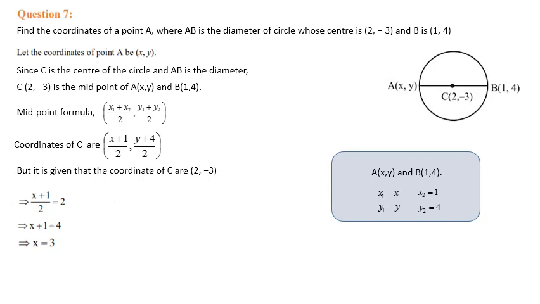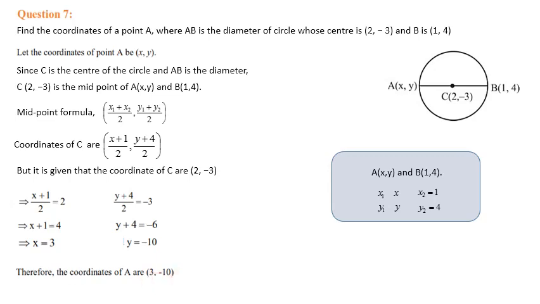Next we can equate the y coordinates, that is (y + 4)/2 is equal to -3. So (y + 4)/2 is equal to -3. Cross multiply it. y + 4 is equal to -3 into 2. -3 into 2 is -6. Then we can take this 4 to the right side, that is -6 - 4, that is y is equal to -10. So finally we have got the values of x and y, that is x is 3 and y is -10. Therefore the coordinates of A are (3, -10).